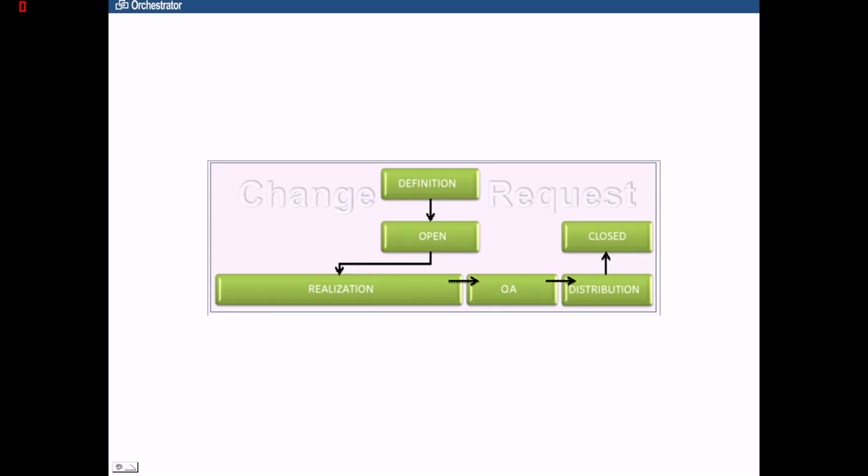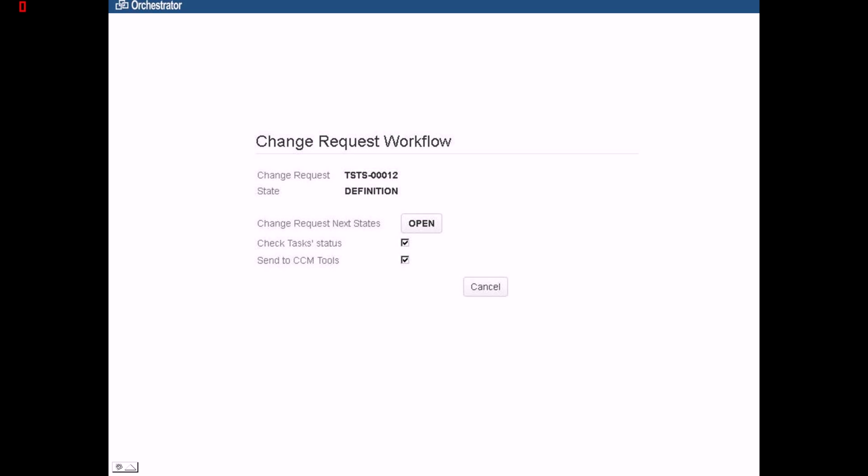Here, you can see the life cycle of the change requests. When you create a change request, the change request is in state definition. Then there is open state, realization, QA, and distribution. This is just an example of life cycle, as you will be able to personalize it as you prefer. To begin your work with a change request, select the state Open.